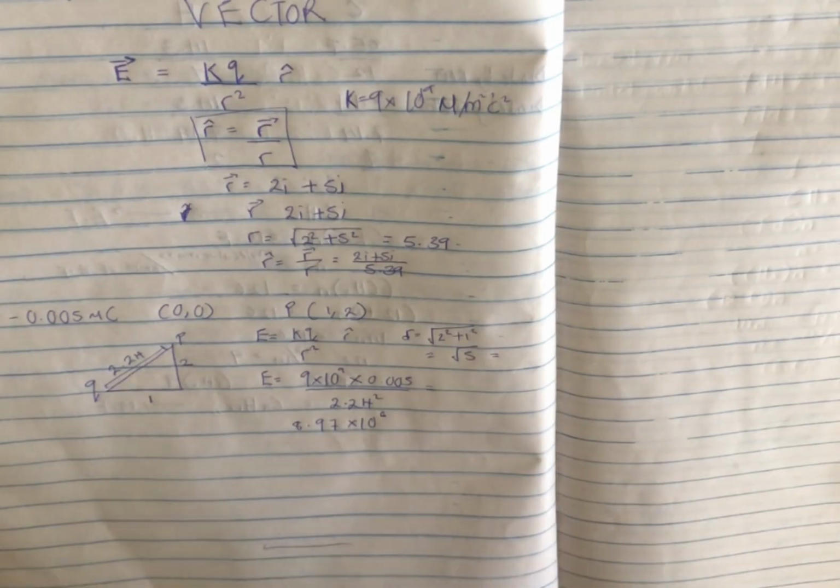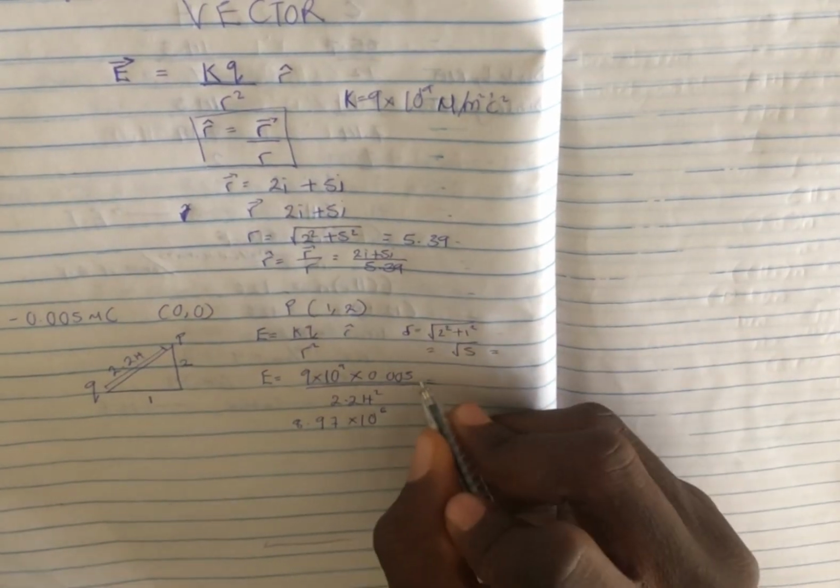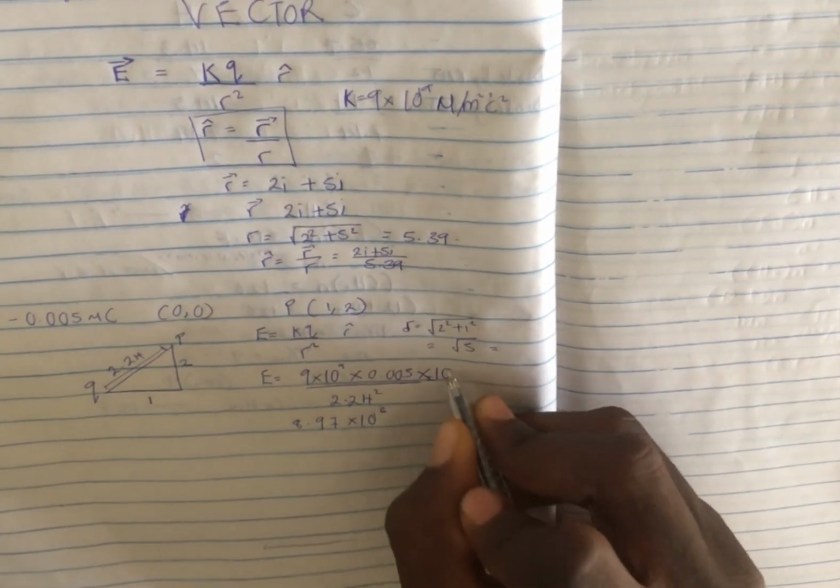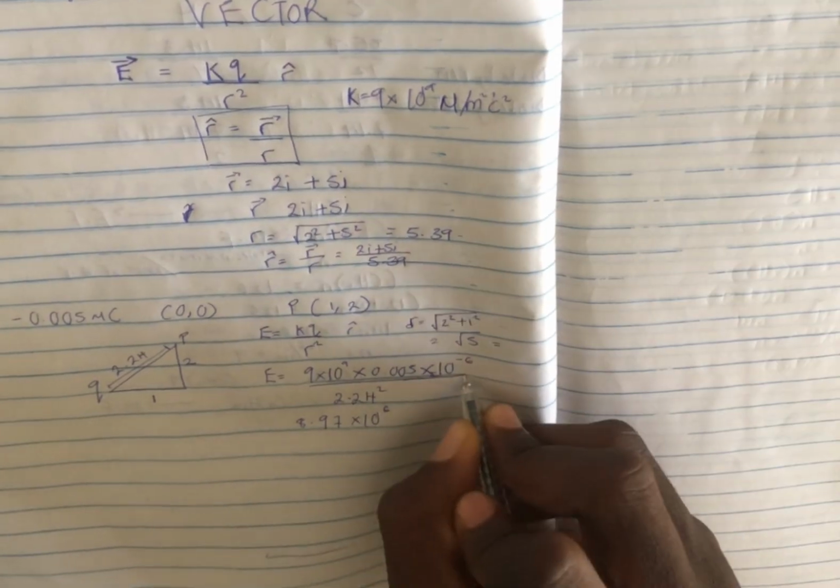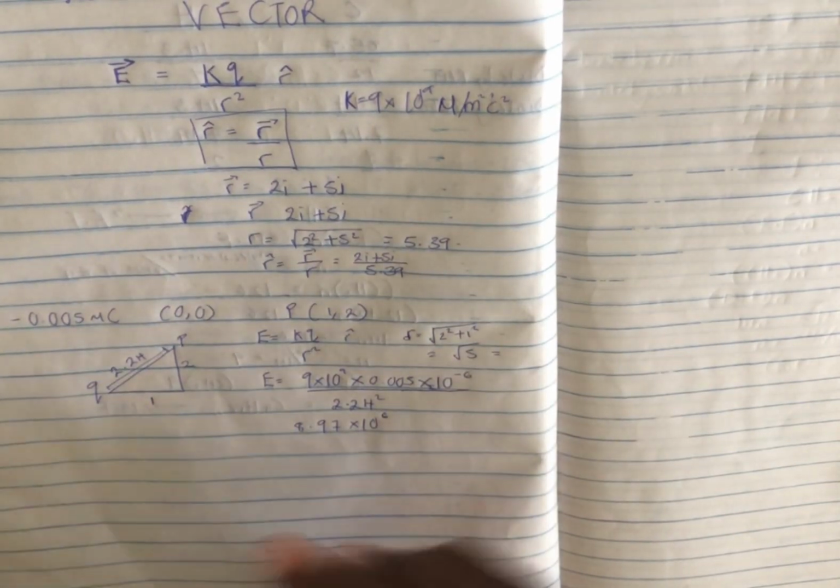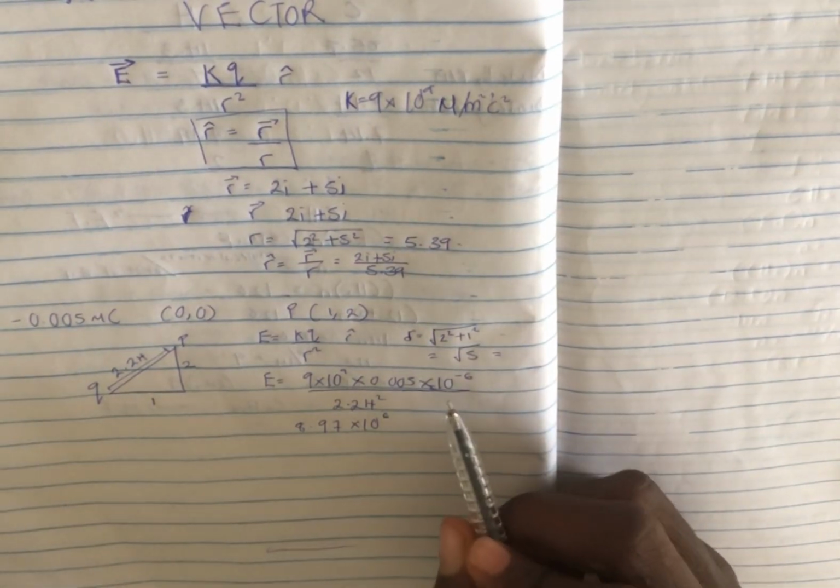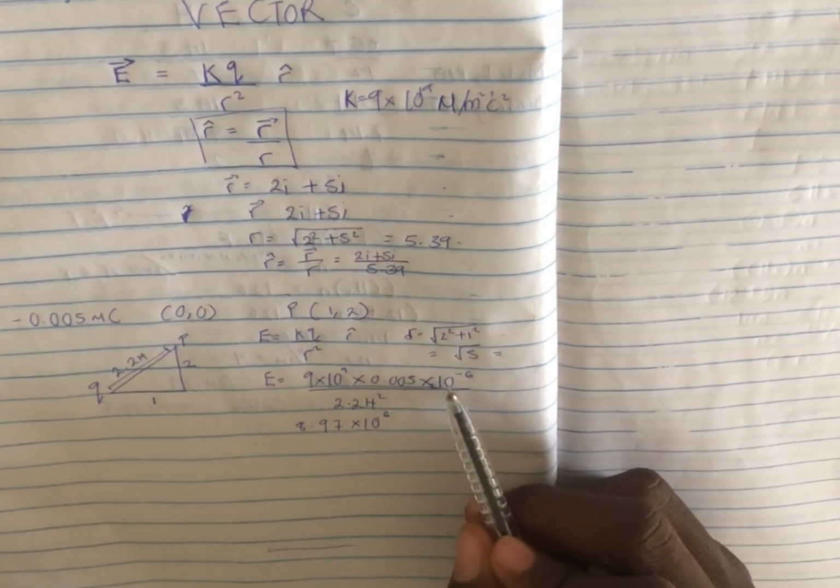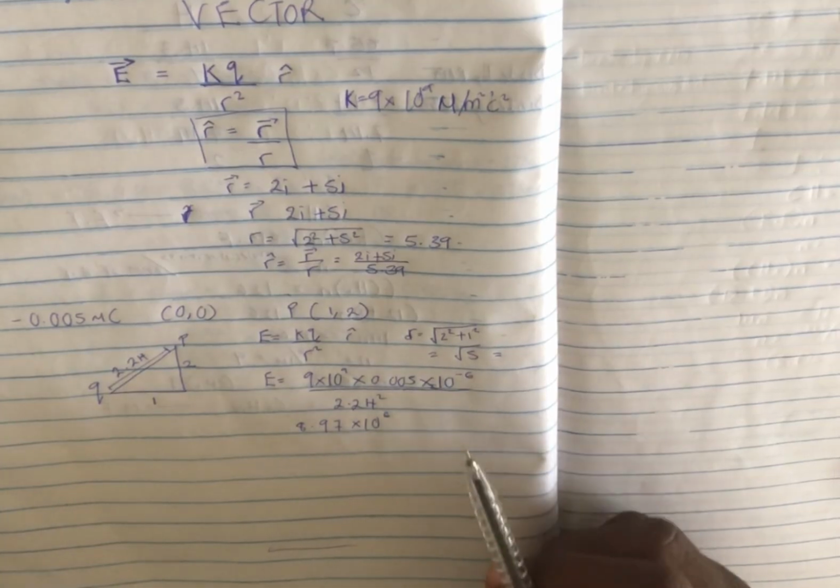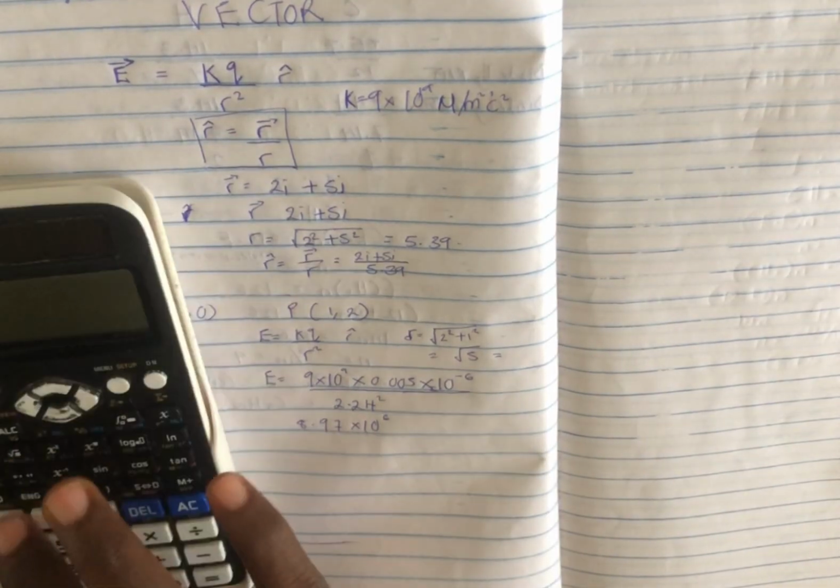Oh, sorry, I made a mistake. This is 0.005 times 10 raised to power minus 6. This is in microcoulomb. The prefix is micro, so that's microcoulomb, that's times 10 to the power minus 6. So let's do it again.